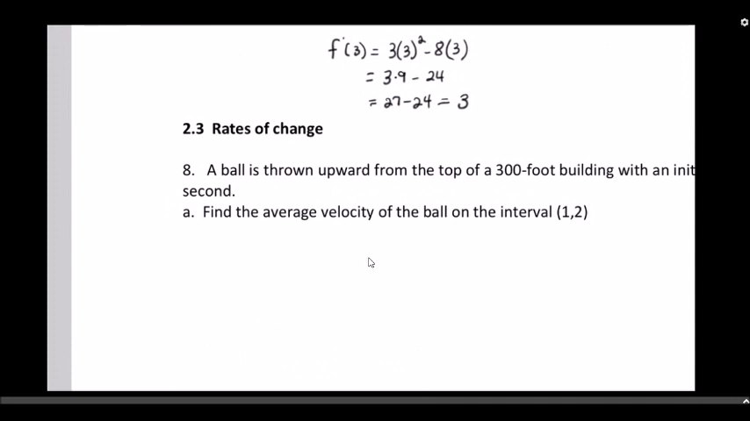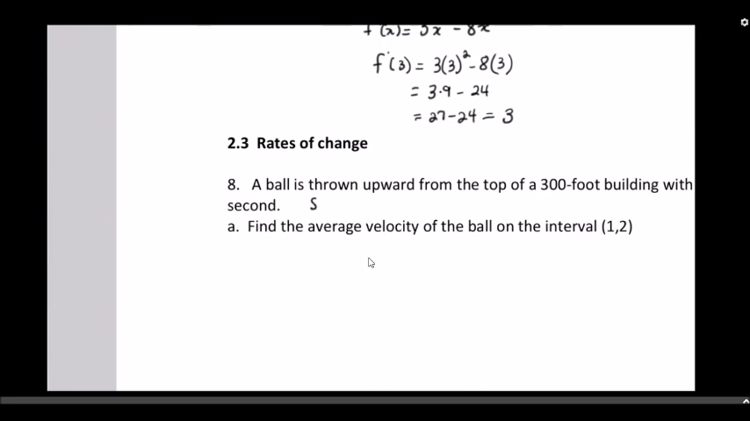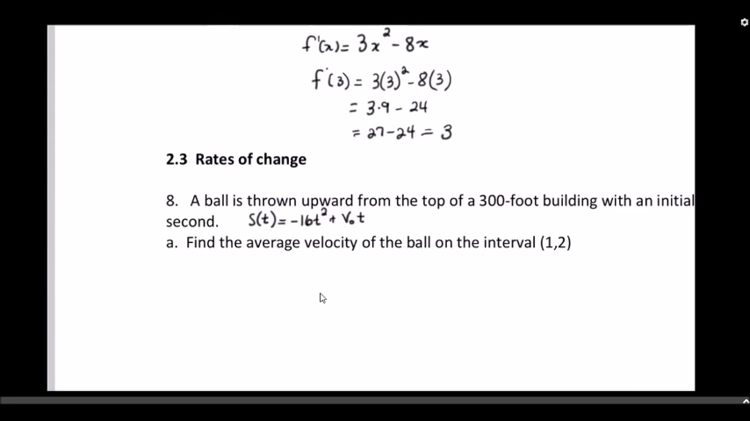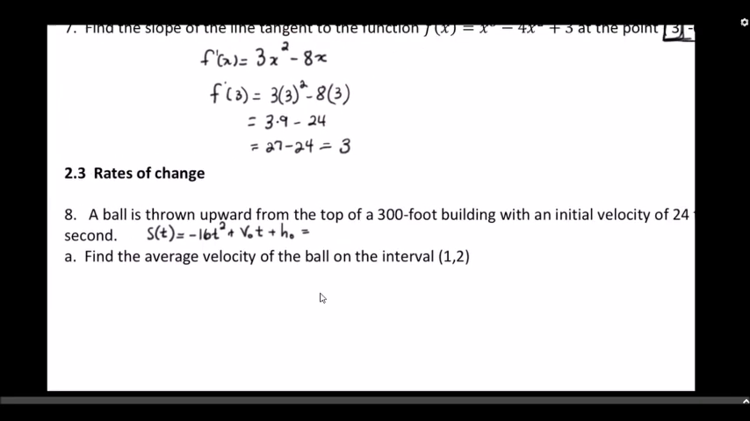If you remember from the homework, sometimes the position function was given to you, sometimes you had to create the position function. In this case, we need to create it. The position s at any given time t is equal to negative 16t squared. Remember, that was the effect of gravity, plus the initial velocity times t, plus the initial height.